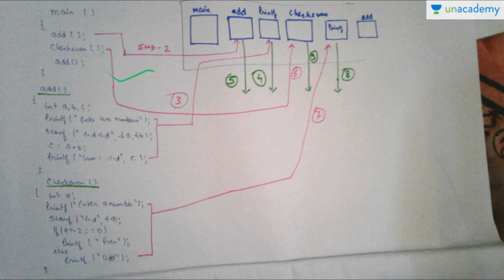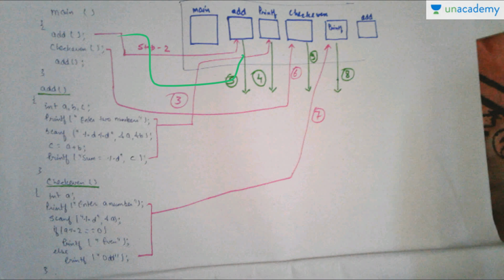So here is how these functions are called inside the RAM. First the main function will be called inside the RAM, and the main function is called by the operating system. Then control will move to the first line of the main function, that is add function. So add function will be called inside the RAM.